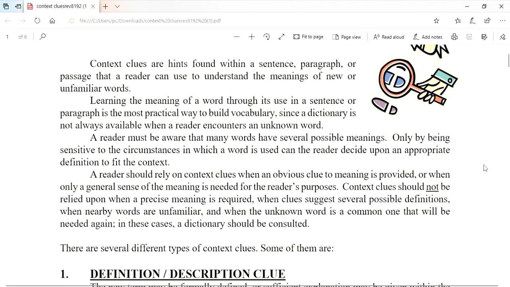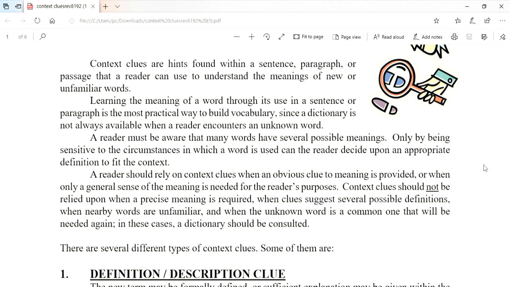Learning the meaning of a word through its use in a sentence or paragraph is the most practical way to build vocabulary, since a dictionary is not always available when a reader encounters an unknown word. A reader must be aware that many words have several possible meanings. Take even the word right. Right may have about five meanings attached to it. There'll be a chain of meanings attached to a particular word. So you cannot go memorizing everything, but you need the knowledge of context clues to maneuver your way around, okay?